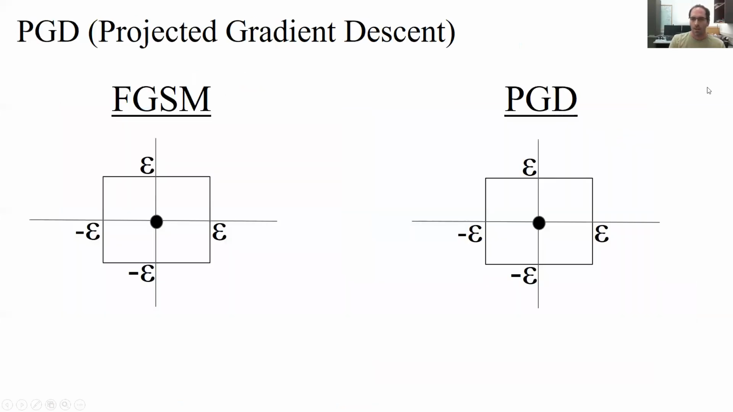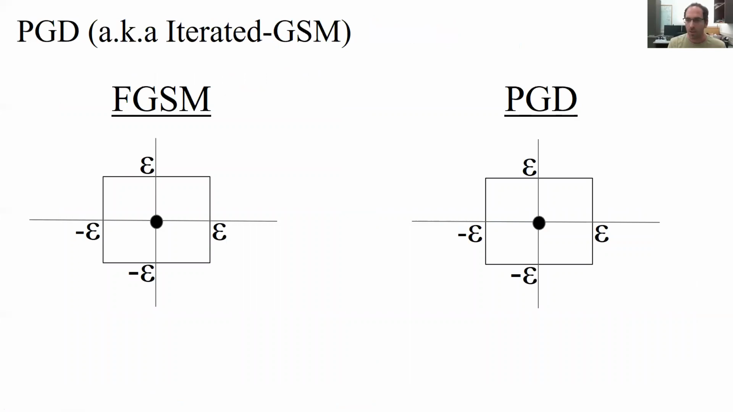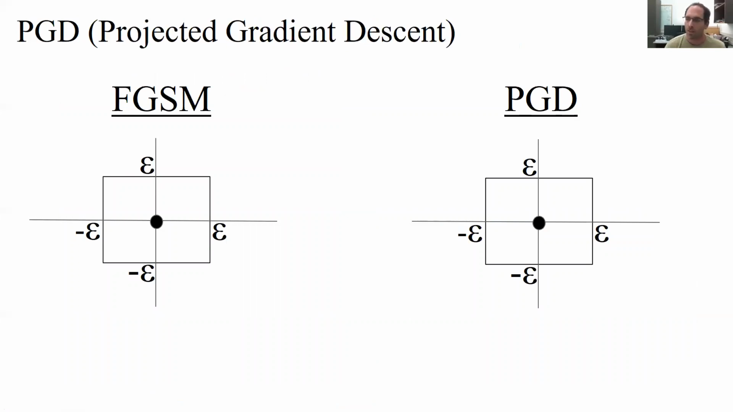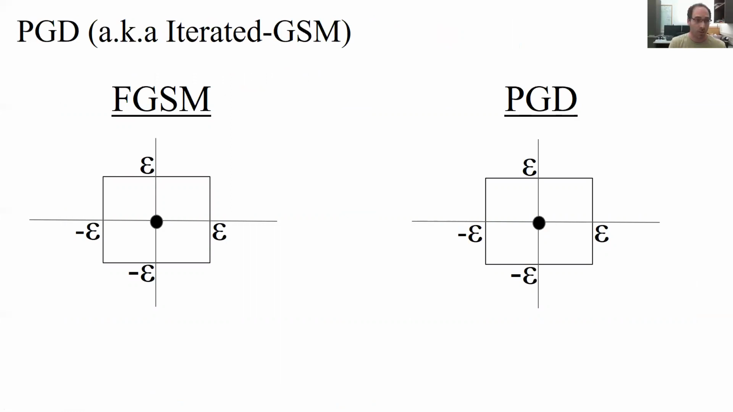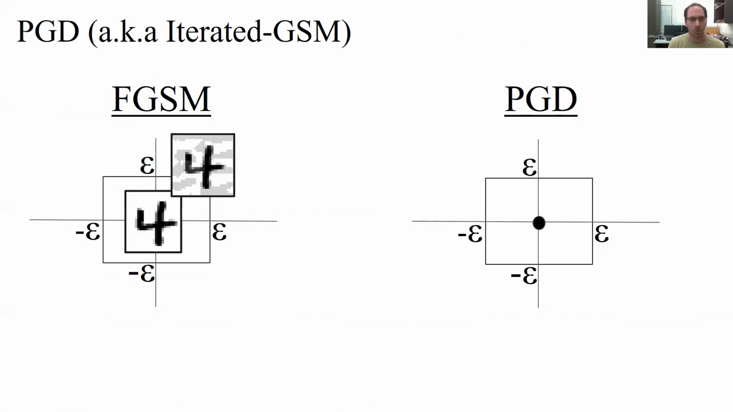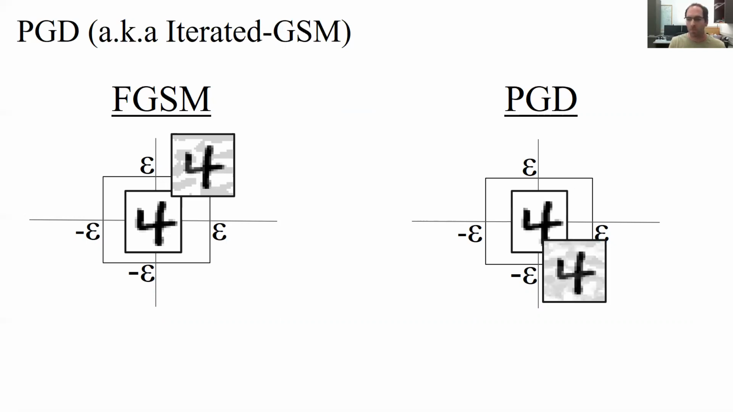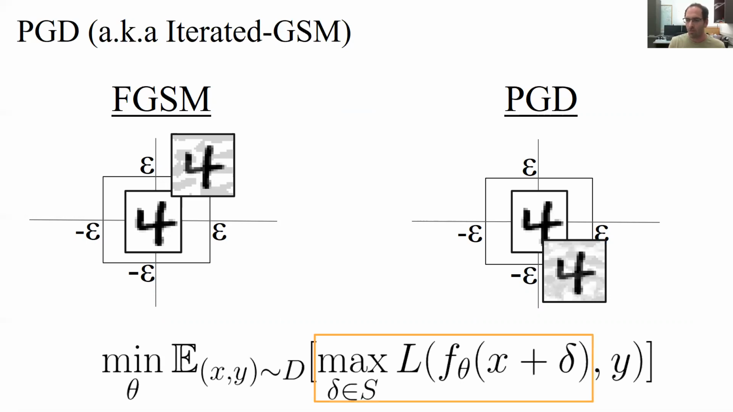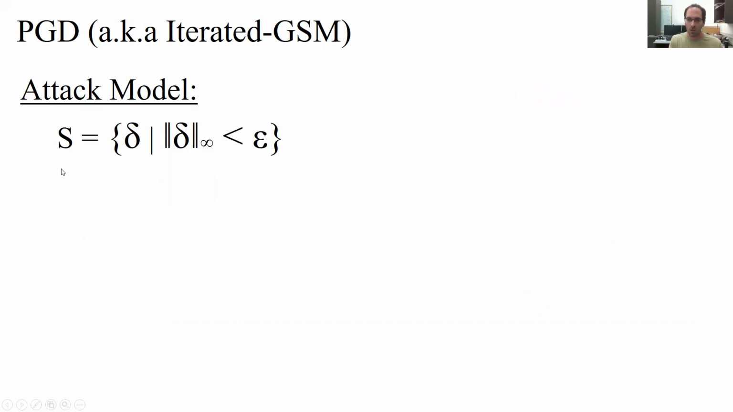Okay, so let's talk about PGD, how it looks. PGD stands for projected gradient descent, also known as Iterated-GSM, which you will understand in a second. We saw that FGSM just makes one step towards the boundary, while PGD is going to do some optimization problem and find maybe better adversarial examples in our allowed region. So it kind of just solves this maximization problem locally using gradient descent. The attack model now allows all deltas which are bounded by infinity norm of epsilon.